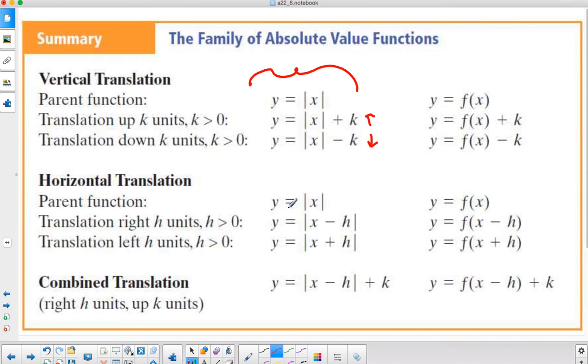For the horizontal, the right and left, it's inside and it's opposite of what you naturally want to think. So this negative, you might want to go left, but you actually need to go right. This one is positive, you might want to go right, but you need to go left. And then this one is going to have an up-down movement as well as a right-left movement. So this tells you how much up or down, and this tells you how much right or left.